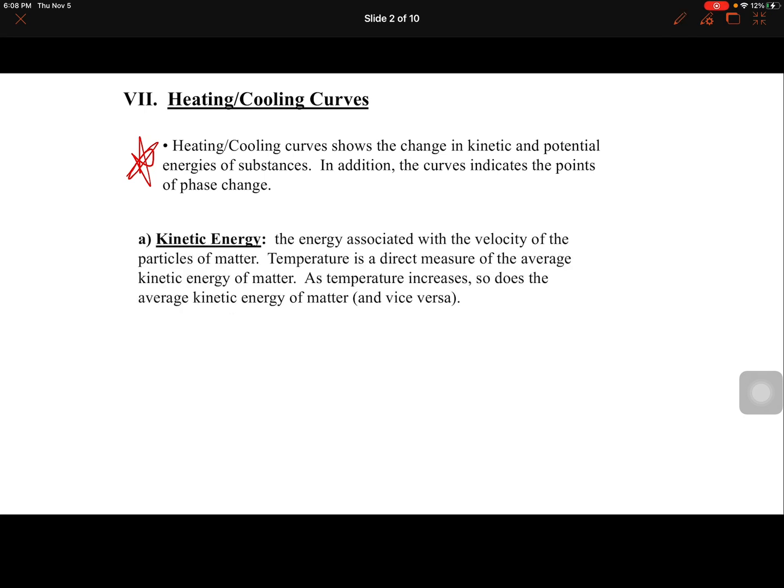All I really want you to copy down from this is that temperature is a direct measure of the average kinetic energy. So, as the temperature increases, your kinetic energy increases. As the temperature decreases, your kinetic energy decreases. As the temperature remains the same, your kinetic energy also remains the same.